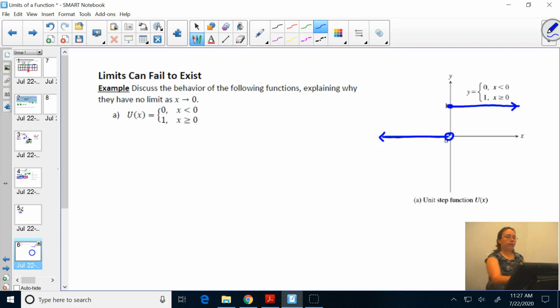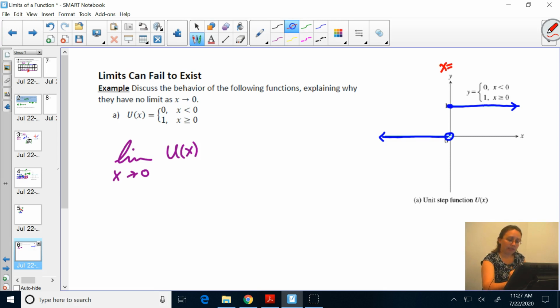So what is the limit for this unit function, u of x, as x approaches 0? Let's look at our graph and see what happens. As our curve approaches the x value of 0, what does this function value approach? So I'm going to get on a curve from the left of 0.